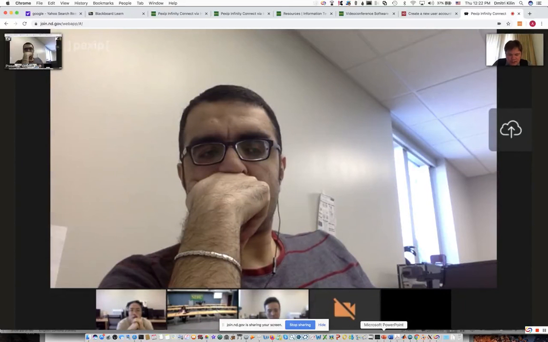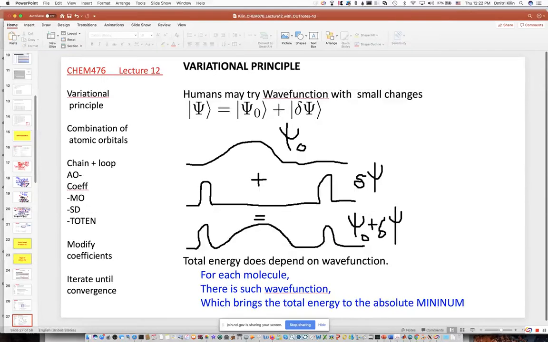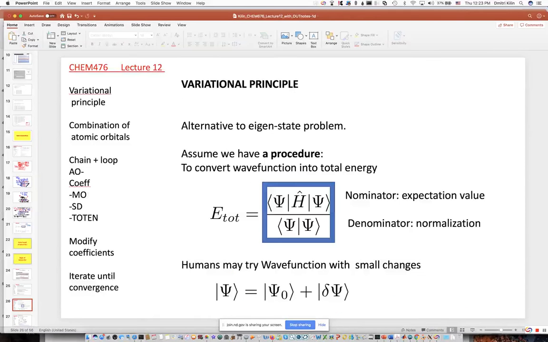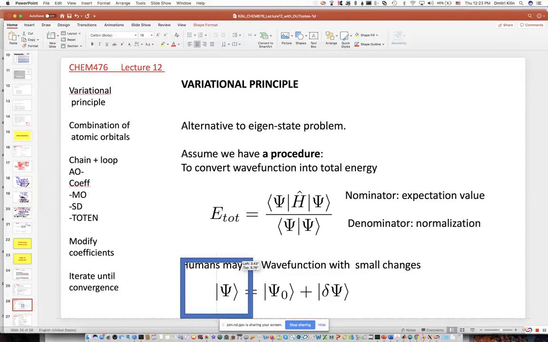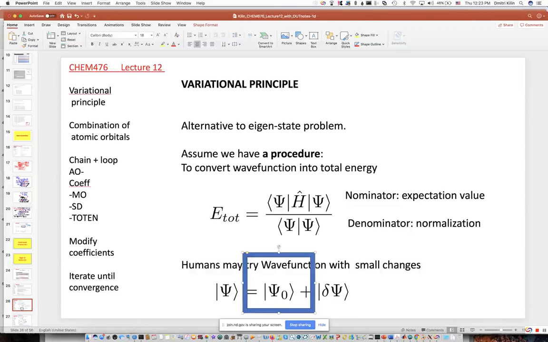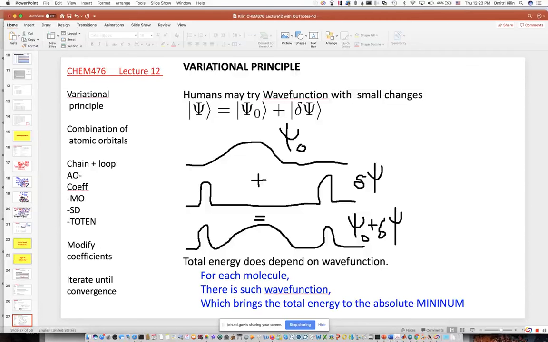And here is the theorem. If we add a little addition to our ideal wave function, like we have an ideal wave function which is already a solution, and we add a little arbitrary small increment, then the total energy must increase.